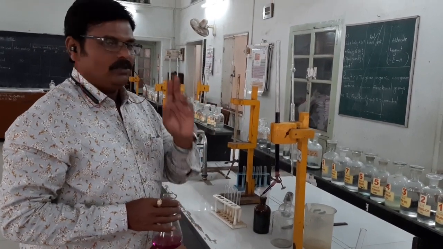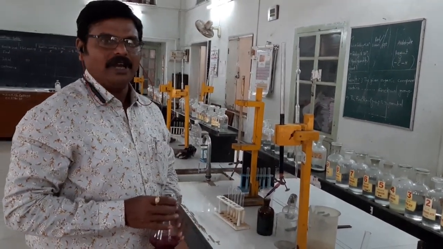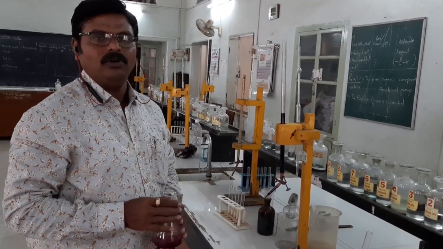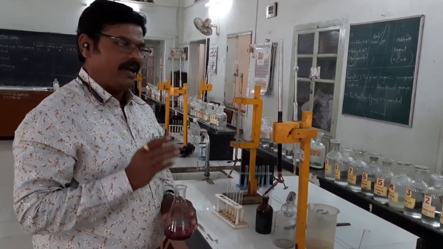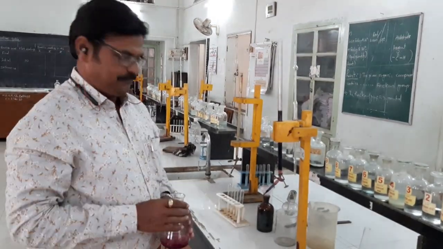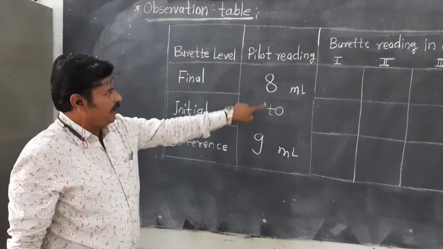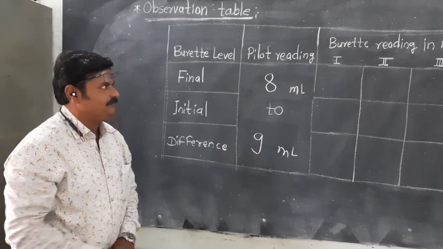So we have to find the fine reading by using this pilot reading, and we have to repeat this experiment 3 to 4 times to get the fine reading, the CBR, constant burette reading. This is our pilot reading, 8 ml to 9 ml.